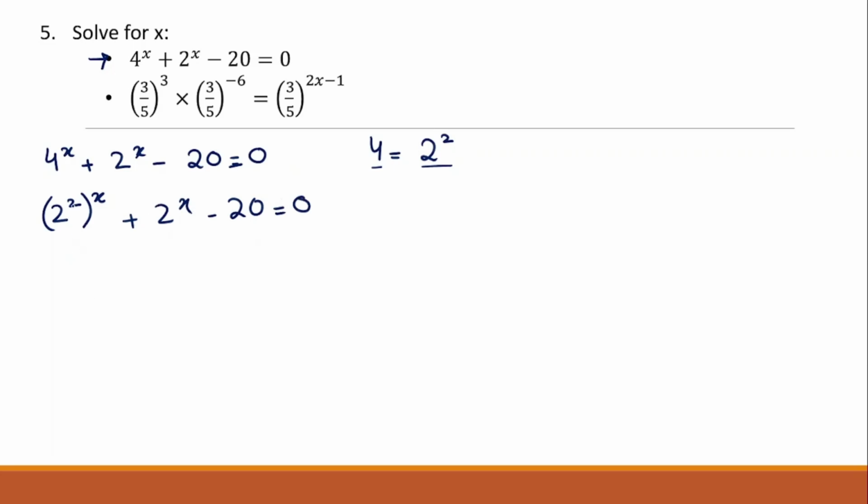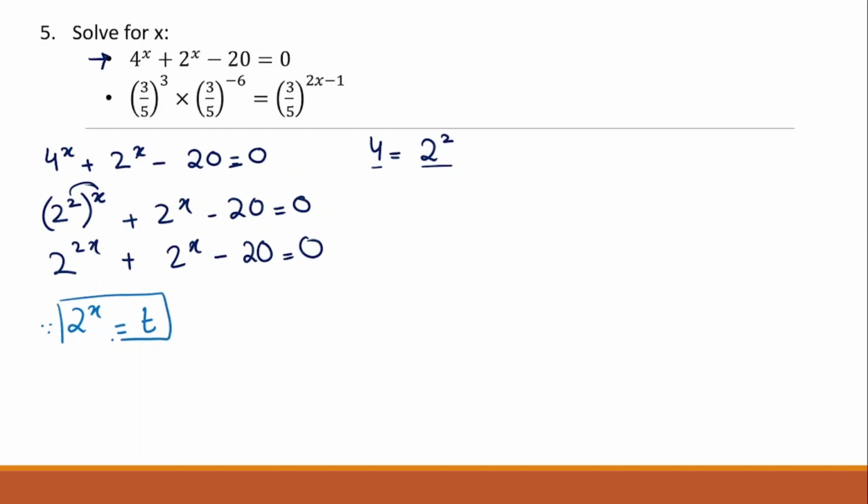So if you see, we can just multiply the powers. 2 multiplied by 2x plus 2 to the power 2x, and then 2 to the power x minus 20 equals to 0. So what I can do here, we will do the substitution, which is, let's say, take 2 to the power x equals to t. This is the thing. So you can substitute it.